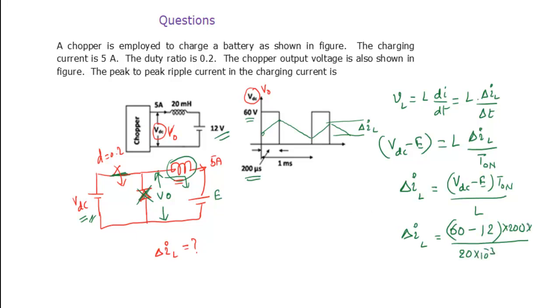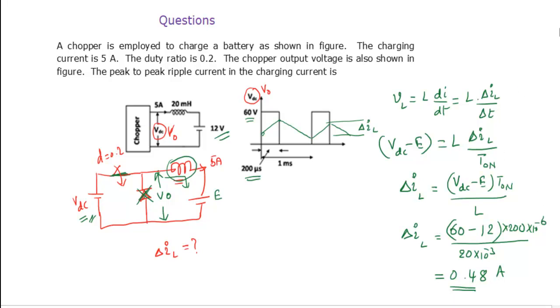10 to the power of minus 3 here, 10 to the power of minus 6 there. Okay, that we need to calculate. So this is equal to 0.48 amperes. The 10 to the power of minus 3 gets cancelled, that means it is 48 into 10 to the power of minus 2, that is 48 divided by 100, 0.48 ampere.